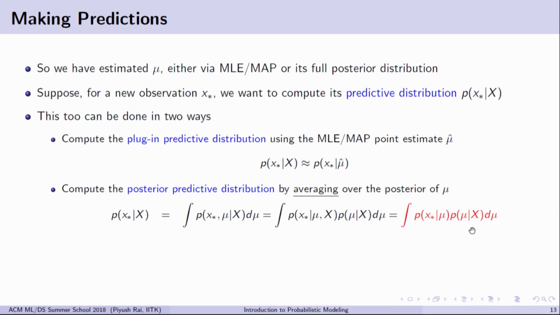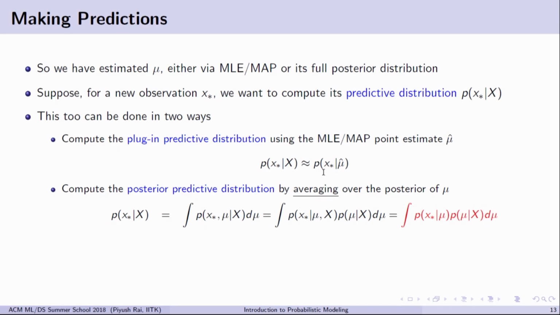What it is saying is that the predictive distribution is an integral, or think of it as a summation if integrals bother you. It's an integral of this predictive density of x star given a single value of mu, times the posterior probability of mu, and then you are averaging over all possibilities of mu. So essentially, rather than sticking to a single value of mu, you are considering all possible values and averaging over all possibilities, as opposed to the previous case.